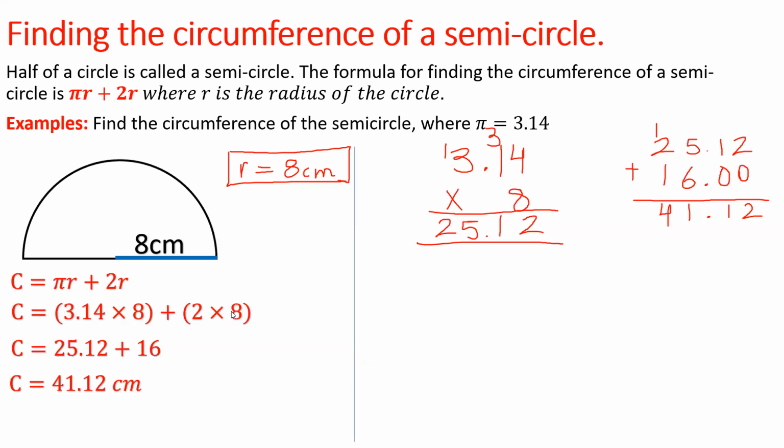And then we multiply 3.14 by 8, which gives us 25.12. And then we add that 25.12 plus 16, which is 2 times 8. So 25.12 plus 16 is 41.12 centimeters. That's how we got 41.12 centimeters. Very good. I need Waterfall to explain how we got 41.12. Waterfall, how do we get 41.12?